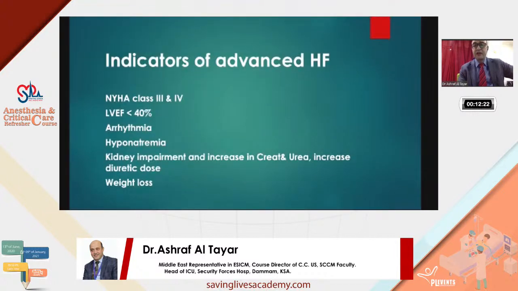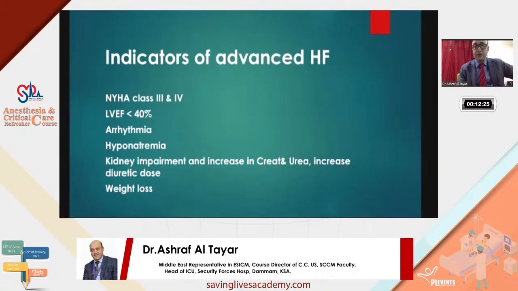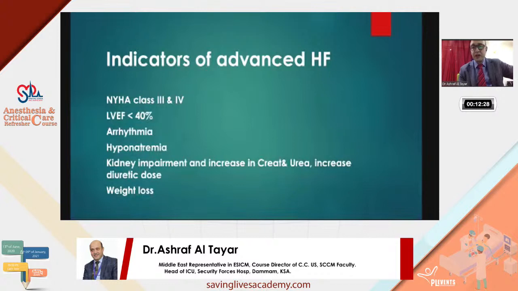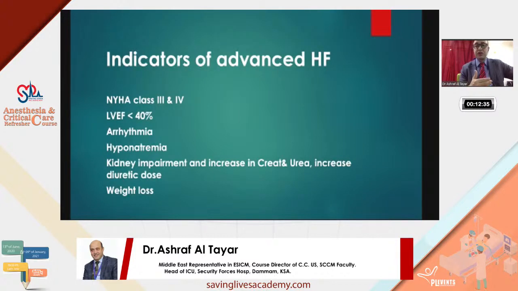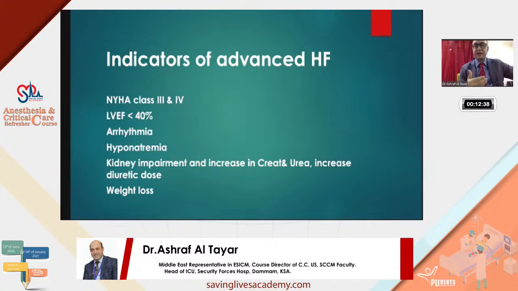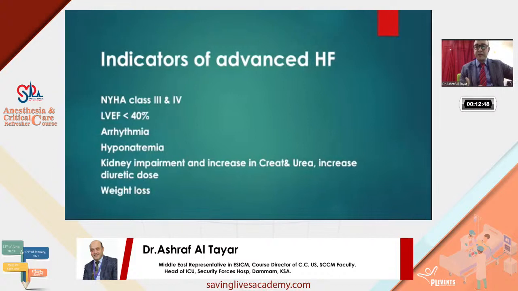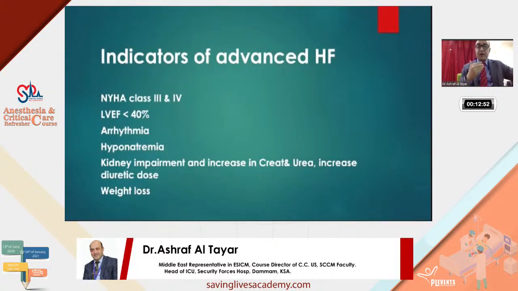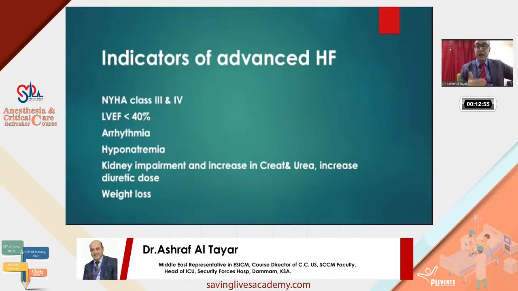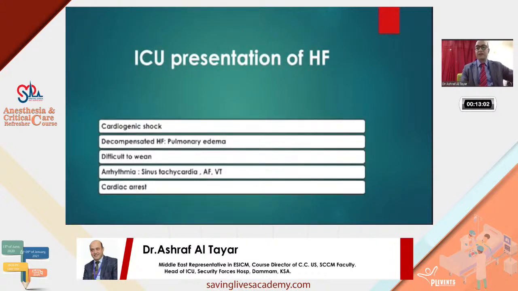There are indicators of advanced heart failure that when you see them, you have to know, especially preoperatively, while you're managing to prepare your patient for surgery or anaesthesia. A New York Heart Association class of 3 or 4 is a very advanced indicator of advanced heart failure. When the ejection fraction is less than 40%, more or less, it is more severe. When you have arrhythmia, hyponatremia, renal impairment, increased need for diuretic doses and weight loss, these are signs and indicators of bad heart failure that warrant more attention.